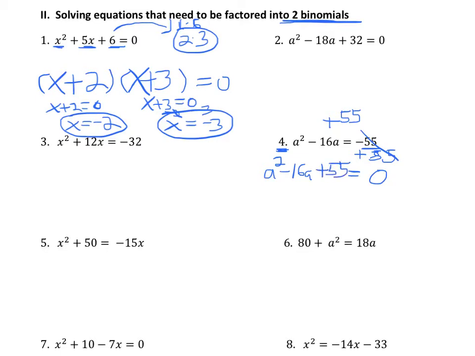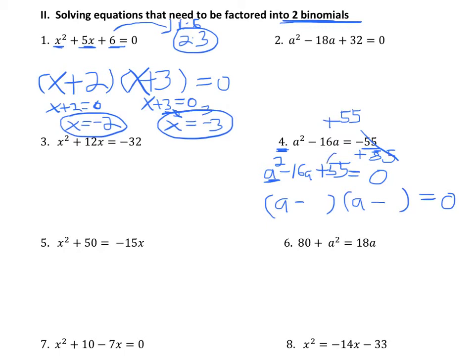Since this first term is a squared, that means I'm going to have a in each. That's the first term in each of the binomials. It's set equal to 0. Now, this last one is a positive, so I go same sign as the first. The first sign is a negative, so I'm going to have a minus here and a minus here. So I'm going to put minus, minus.